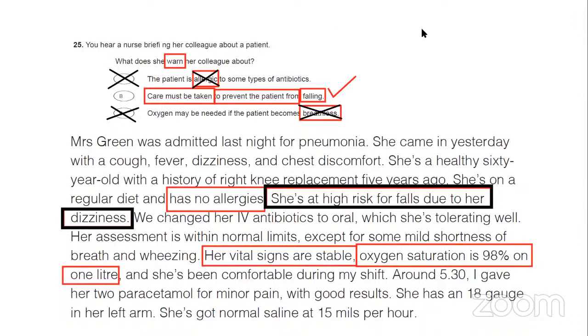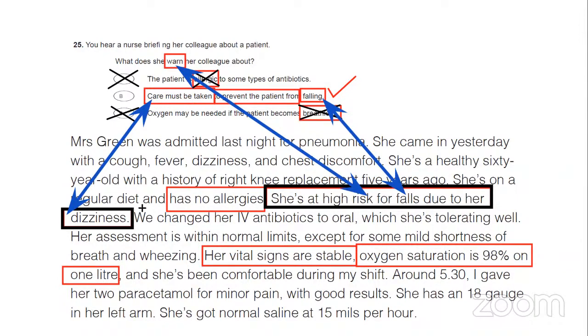Fourteen students are there. Now I am asking you. Now I am showing you here the connections. Now let us see. Warning regarding the risk. And the risk is false. She has dizziness, so care should be taken.